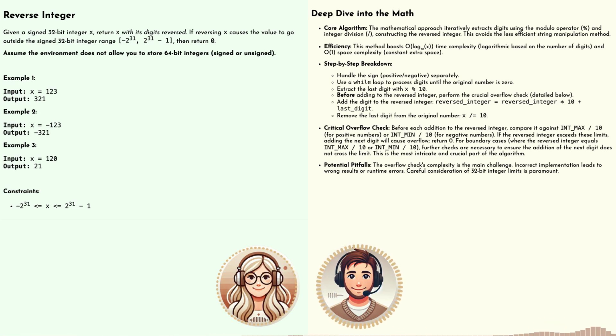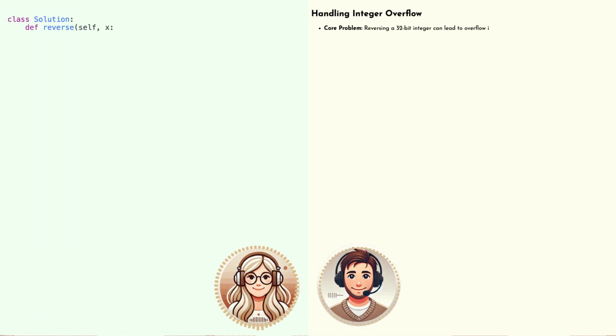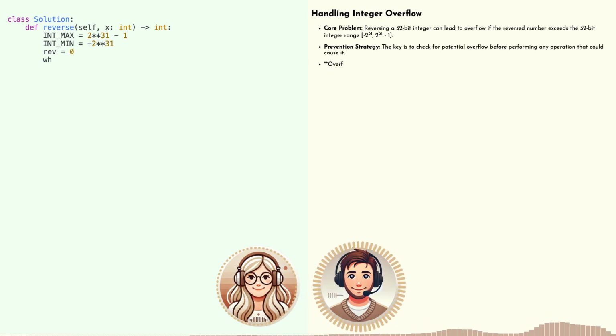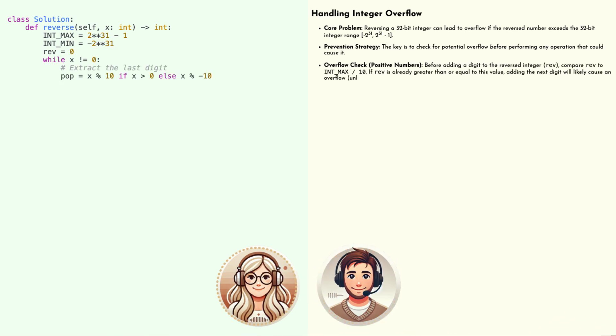Extract the last digit with modulo, add it to the reversed number after multiplying by 10, and chop off the last digit from the original number using division. You've just described the core logic of the mathematical approach. Nice. But before you get too excited, remember that overflow issue we talked about? Oh right, it's not enough to just reverse the digits. We have to make sure our result doesn't exceed the limits of a 32-bit integer.